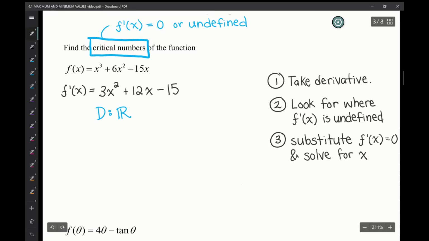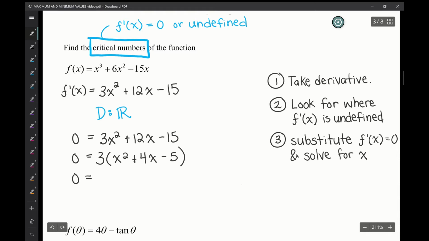Next, we'll substitute in 0 for f prime of x, and then solve for x. Each term in this polynomial is divisible by 3, so we can factor out a 3. So we have 3 times the quantity of x squared plus 4x minus 5.